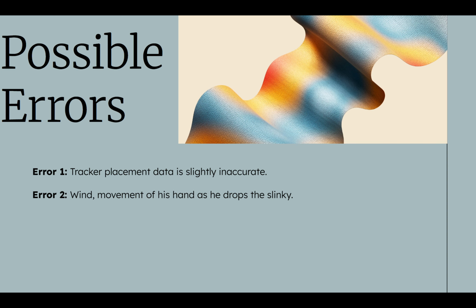So, some possible errors. Error number one, my tracker placement could be off, and it probably was a little bit off in multiple locations. In fact, we just saw that. Error number two is that there's wind and the movement of his hand. So these are things that could have acted to mess up the observed model that we had as he drops the slinky.